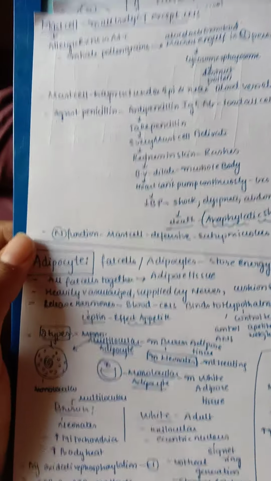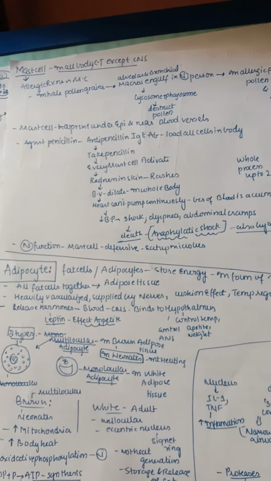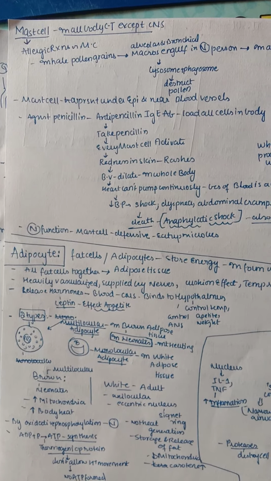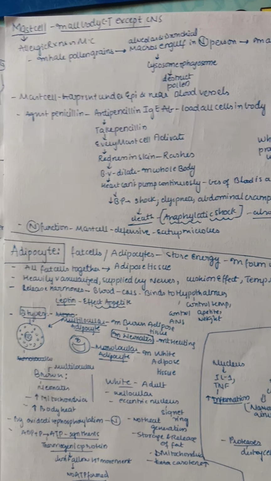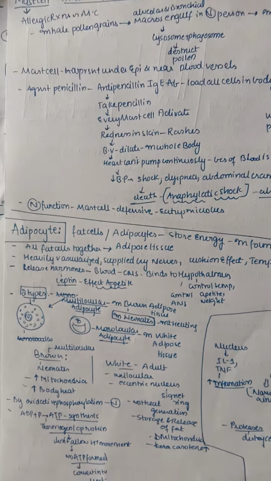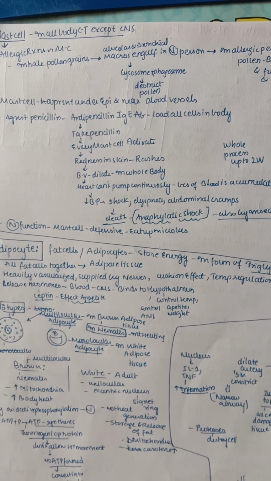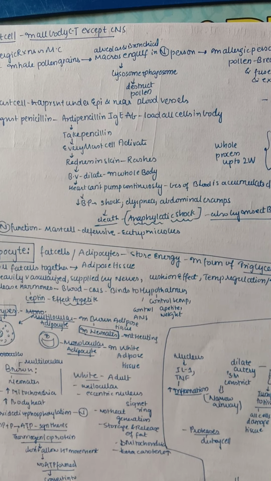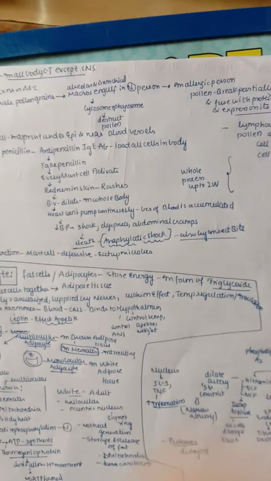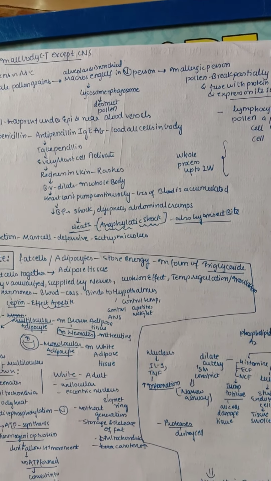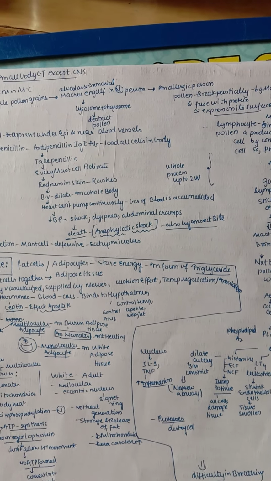So now let's see about our mast cell. The mast cell is present all over our body, as we discussed, except in our central nervous system. Whenever there is an allergic reaction, the most common cell involved will be the mast cell. Let us take an example: whenever we inhale pollen grains, first let us understand a normal person. In a normal person, the alveolar and bronchial macrophages easily engulf them.